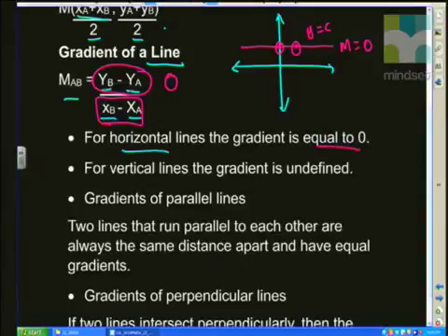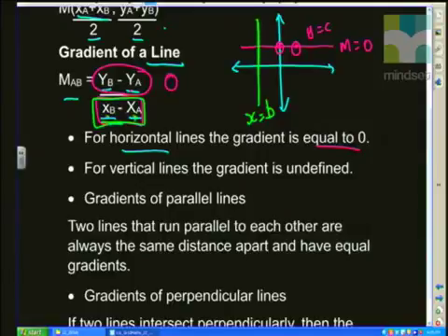Now, on the other hand, if you're looking at vertical lines, so there you have a line going straight through the x-axis, here we have x is equal to some value. The gradient of that line is undefined. The reason for that, if you look at what's in your denominator, x coordinates at point B minus x coordinates at point A.